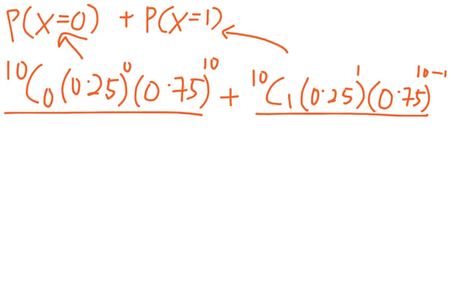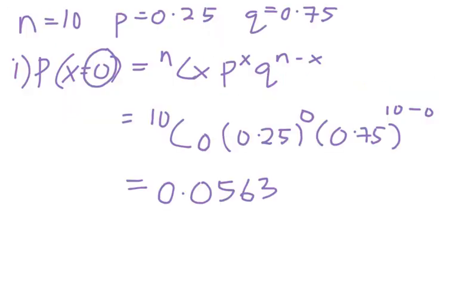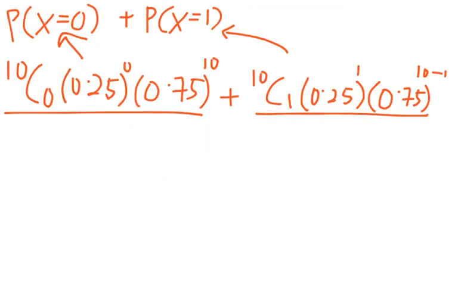Okay, so for the x equals to 0, just now we already come up with the answer because we already calculated x equals to 0. So we just can substitute the value 0.0563. And then we plus with the x equals to 1. So we just substitute the value of 1 into the x. So this one we will come up with, let me calculate for the value.